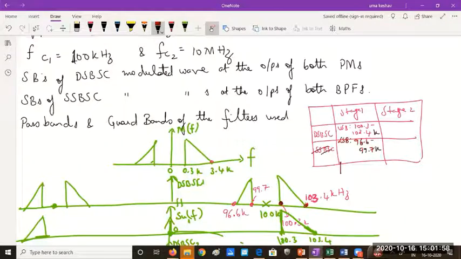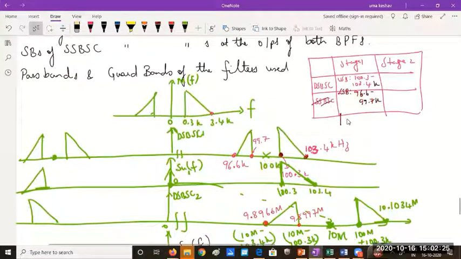Do you understand what is the meaning of pass band and guard band? If somebody knows this clearly, please tell me. The last question, pass band and guard band. How do you define what is the pass band and what is the guard band? For the filters used, we are defining that. Range of frequencies that can pass through the filter is passband, and that can't is guard band. Okay, so what should I consider?